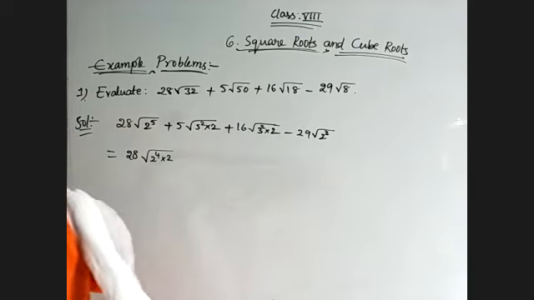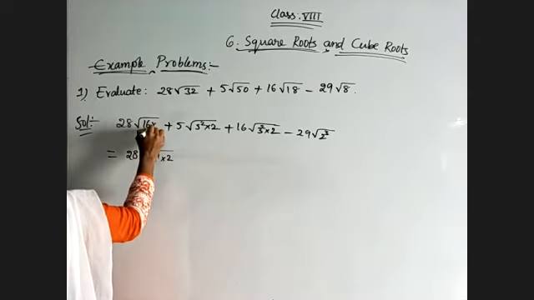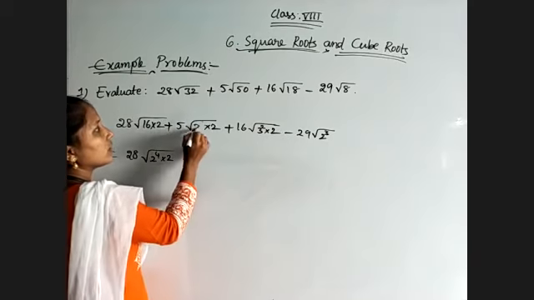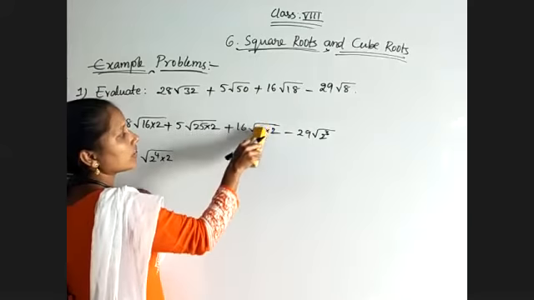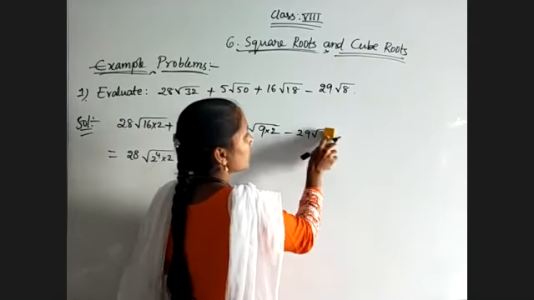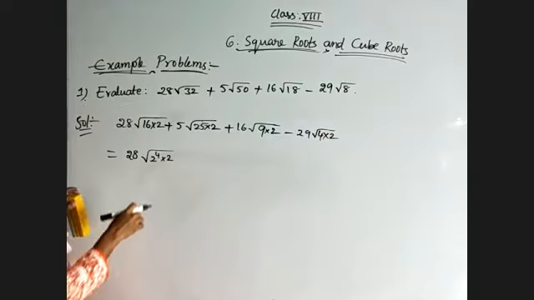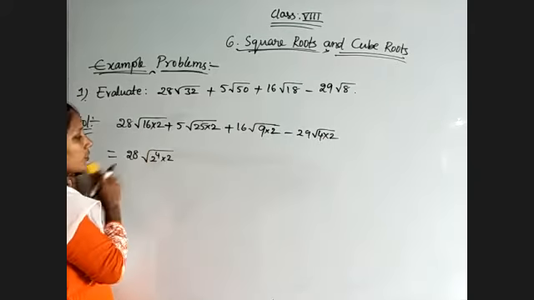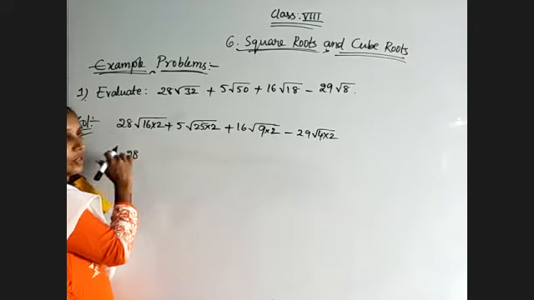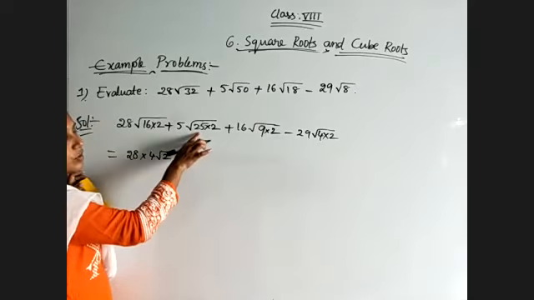So instead of this, we will do one thing. 16 twos are 32. 25 twos are 50. 9 twos are 18. 4 twos are 8. Why I am writing like that: we know the square value. Yes, square root of 16 is 4. So instead of root 16, we can write 4 outside. 4 root 2 plus root 25 is 5.